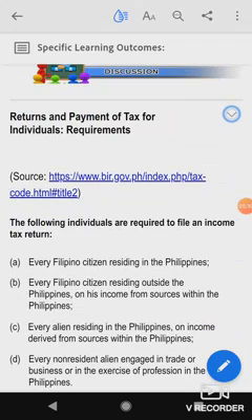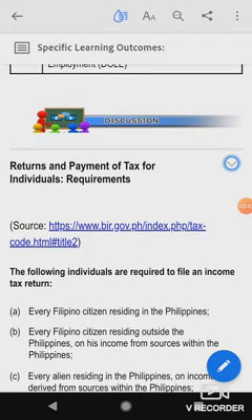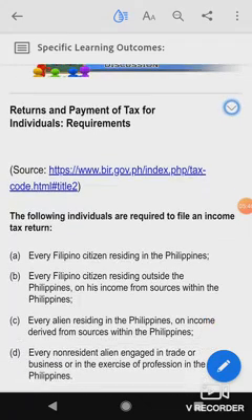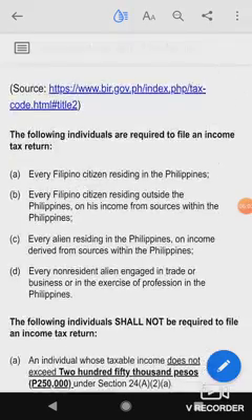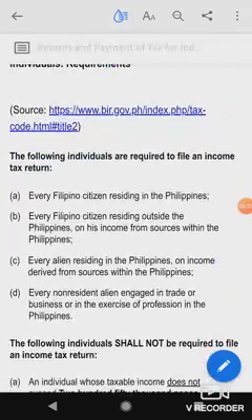To start out with our discussion today, we start with the topic returns and payments of tax for individual requirements. The source for this is www.bir.gov.ph/index.php/tax code.html, number sign title 2. The following individuals are required to file an income tax return.